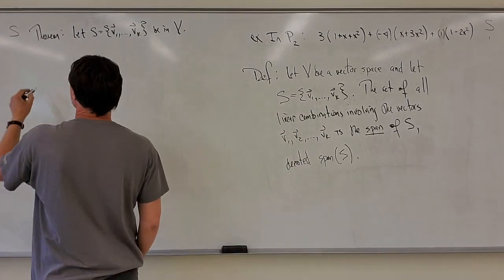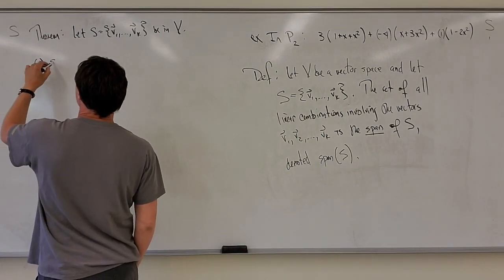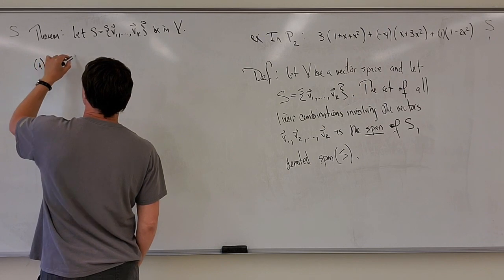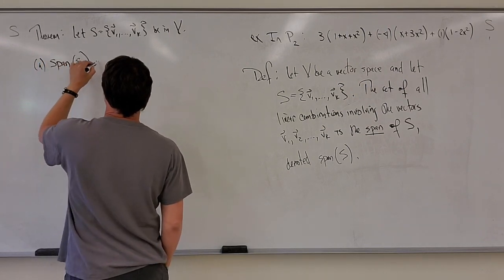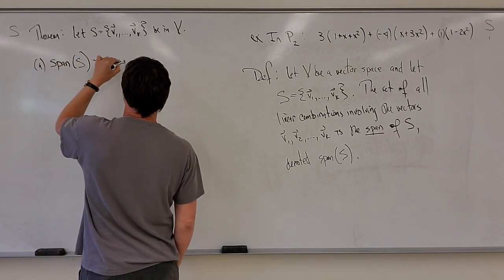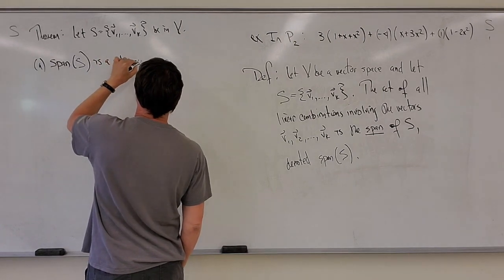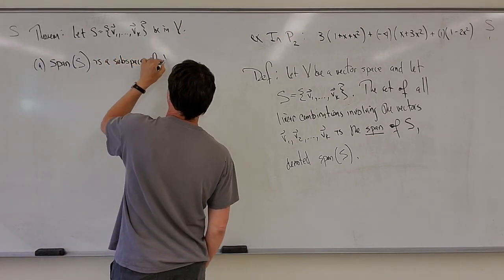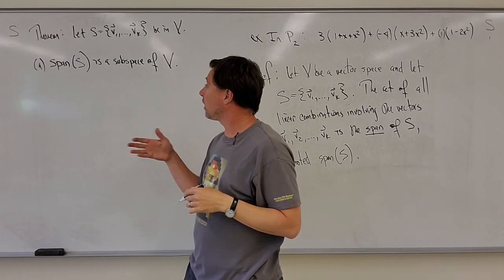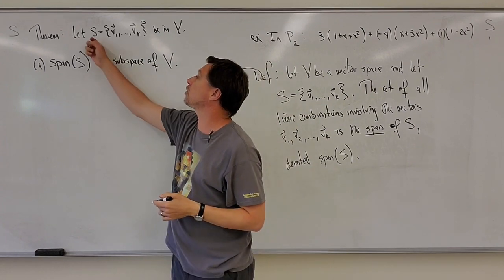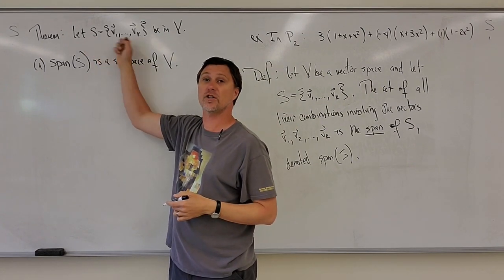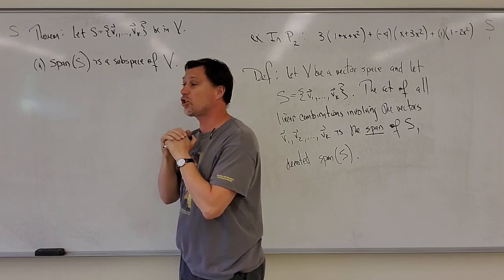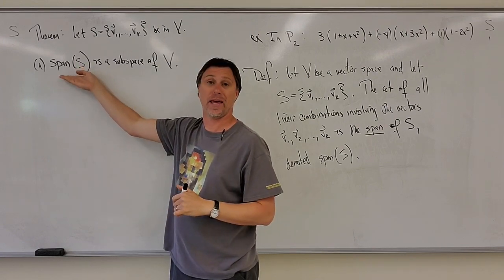So part A, the span of S is a subspace of V. So that's exciting. What this tells us is every time we choose some collection of vectors living inside V, we can create a subspace by considering the span of that set.